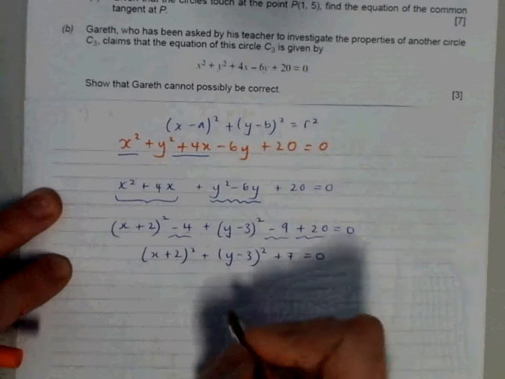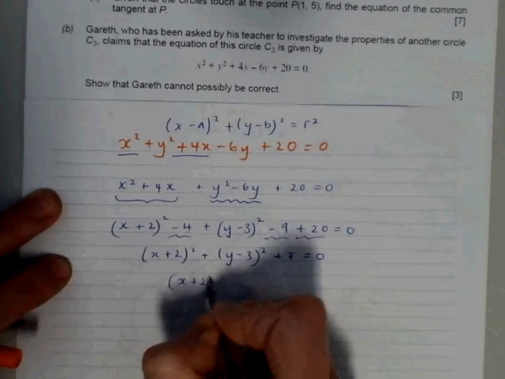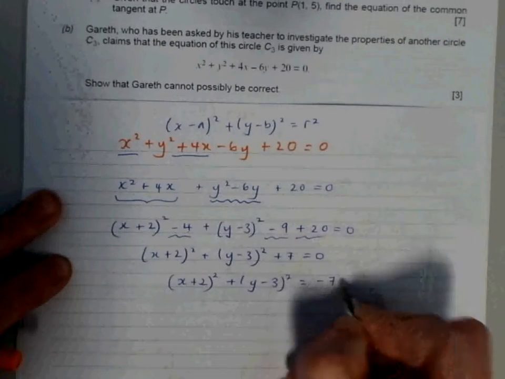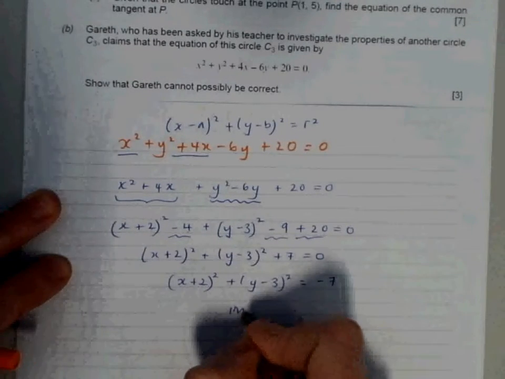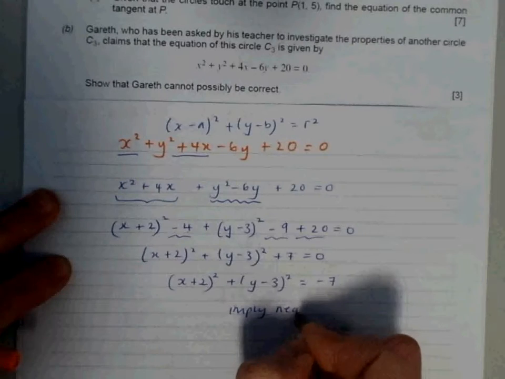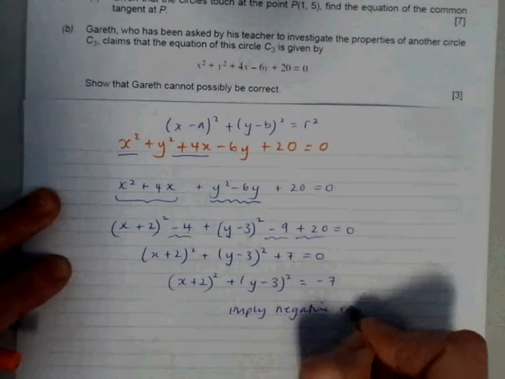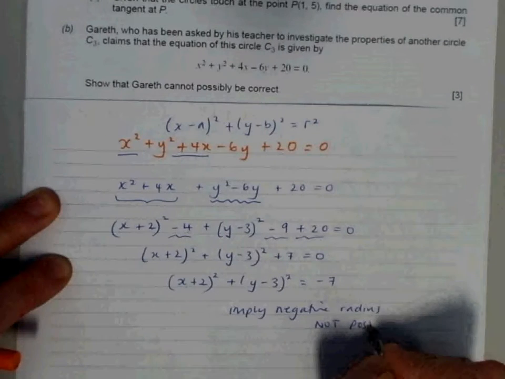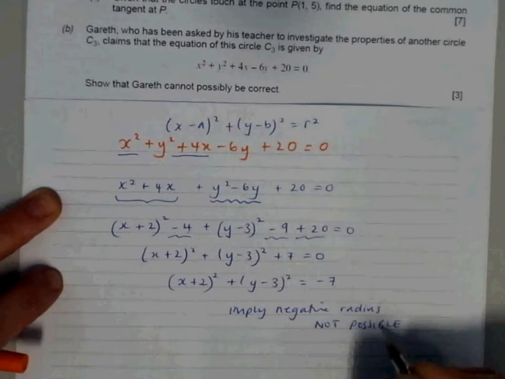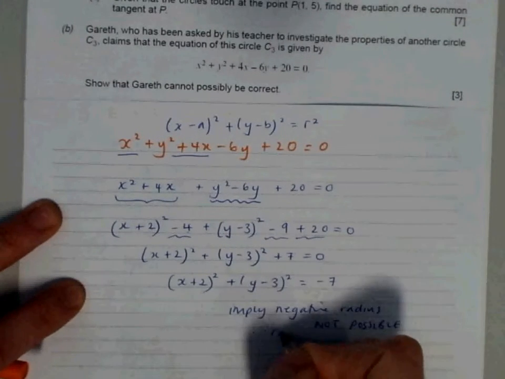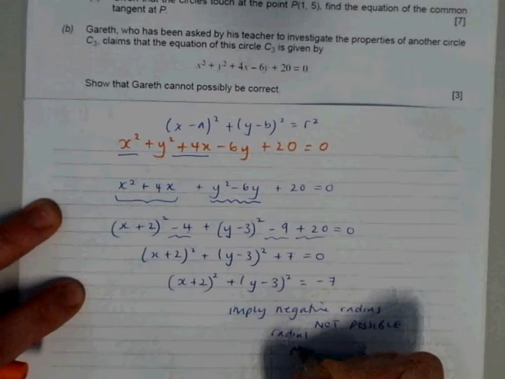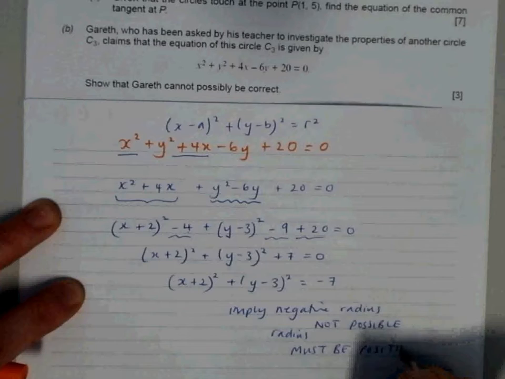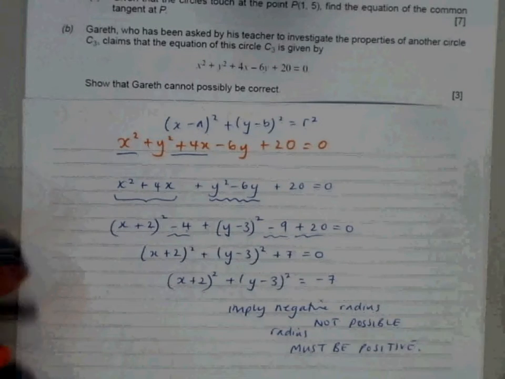Okay. So if you try to put that 7 on the other side, obviously you could, but it would be minus 7. Okay, this would imply a negative radius. Okay, it's not possible. Okay, the radius must be positive. Okay, you try drawing a circle with a negative radius.